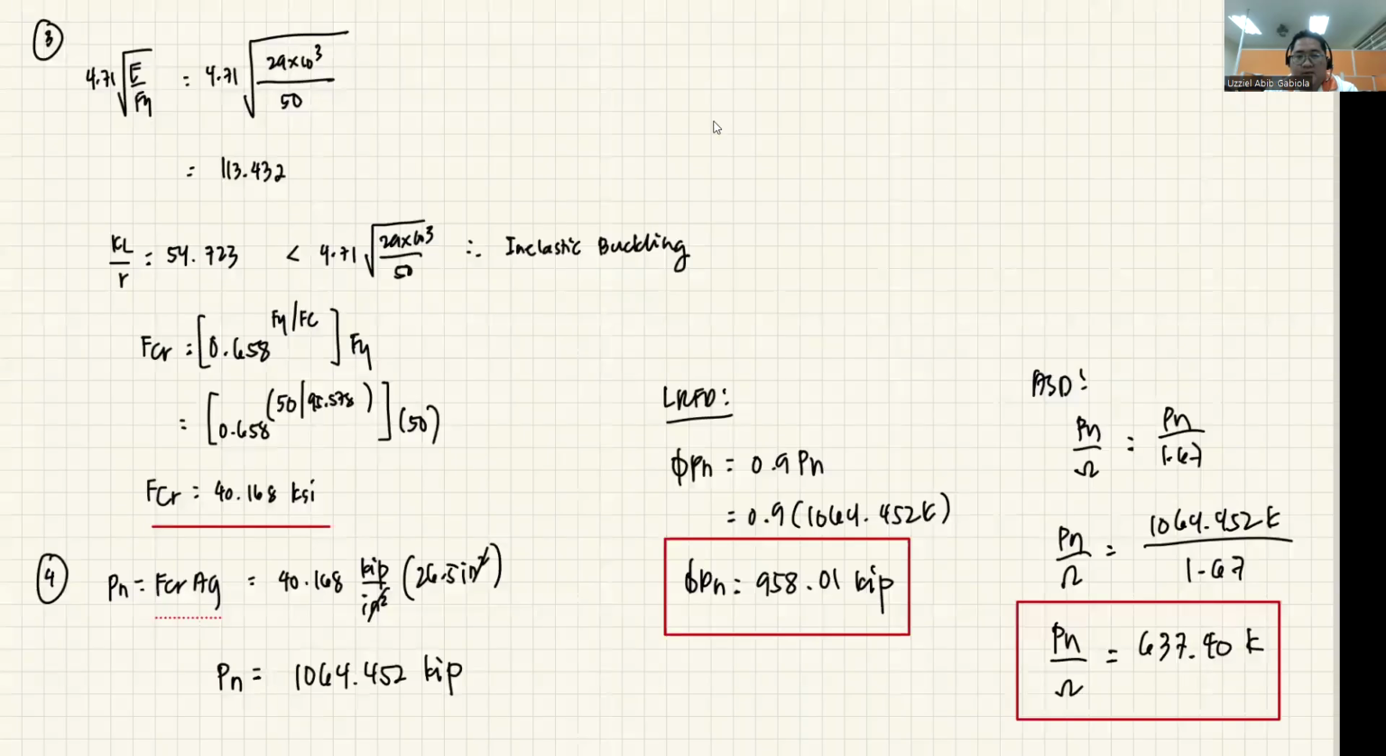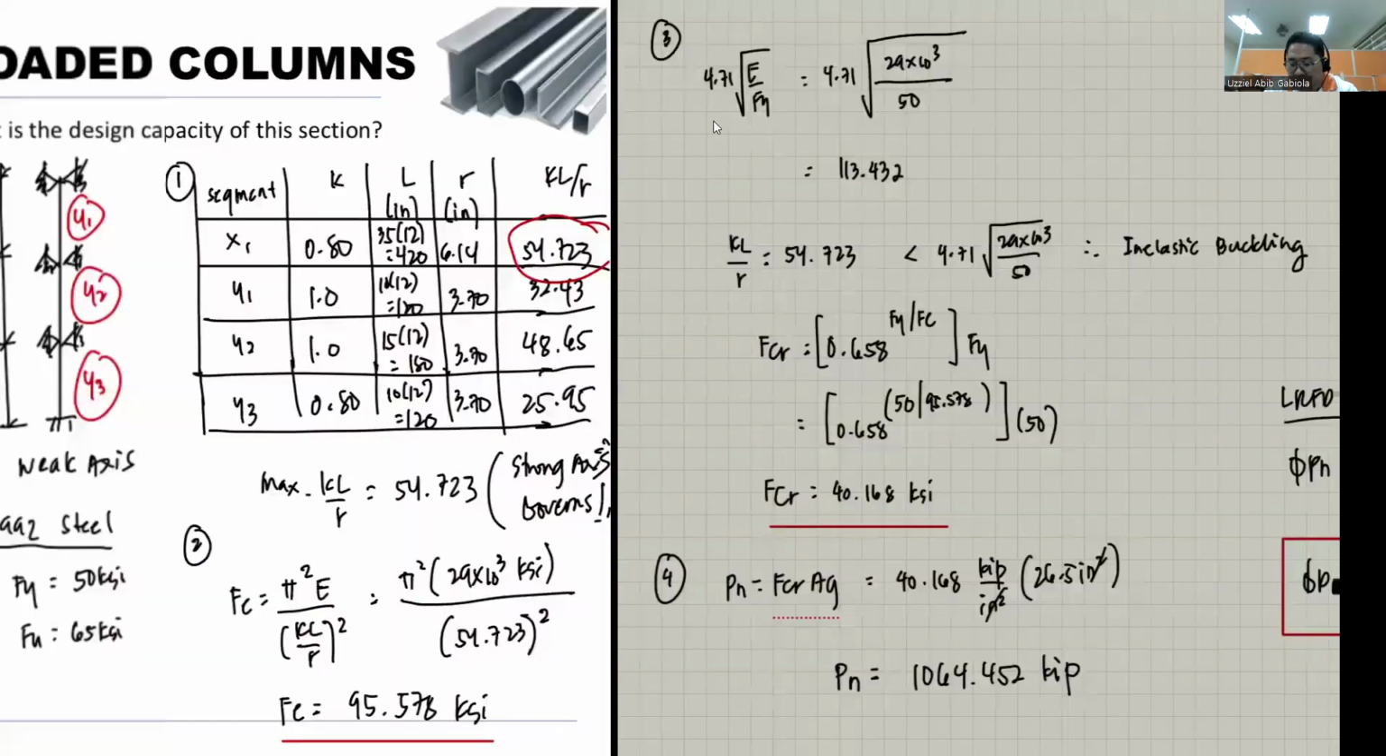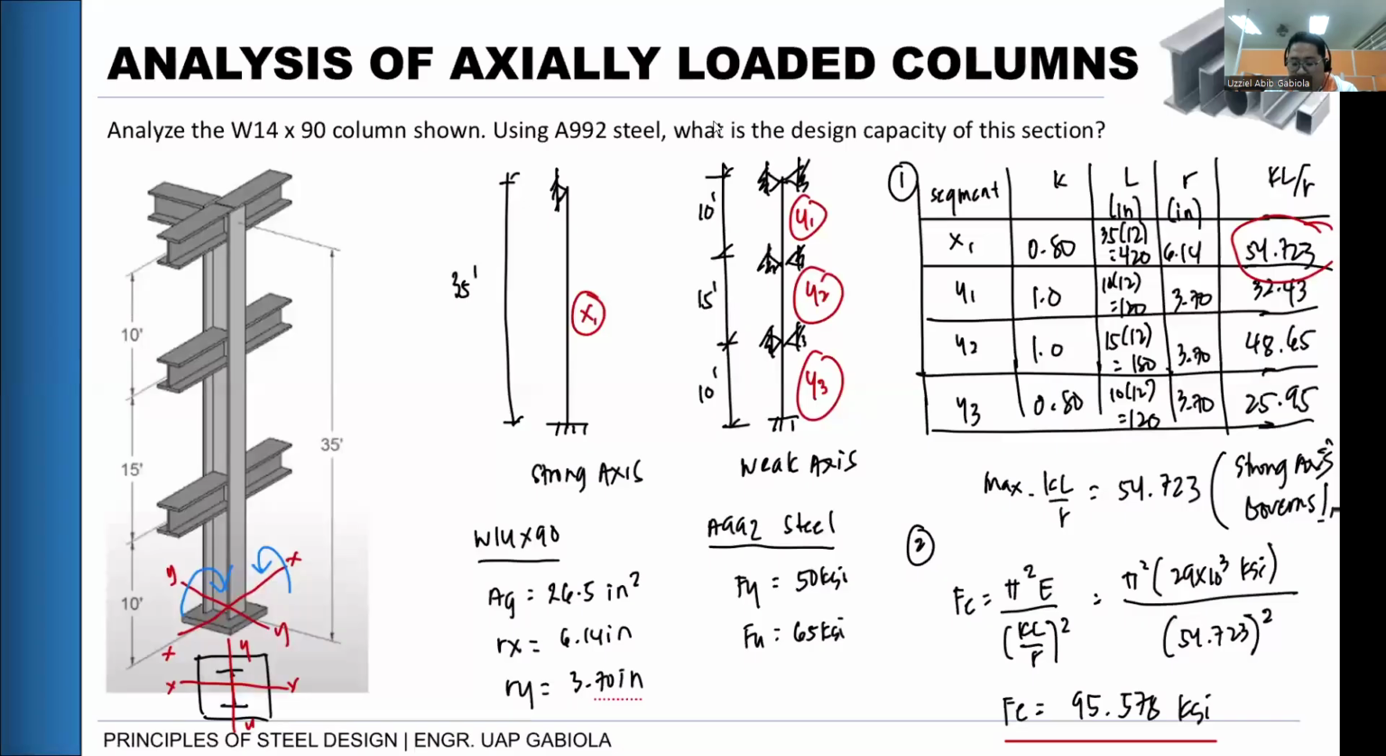Okay. So very straightforward yung step, no? So ang challenge lang dyan is syempre yung pag-determine yung KL over R natin, ano? So you need to be careful din on using yung value ng RX and RY and also looking at the table. Okay, baka mamali sila ng tingin ng value ng RX and RY na AG. So malaking issue yan, ano, pag namali yun. Okay? So this is our example number 1.